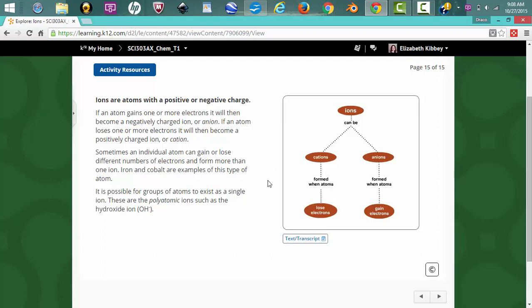It is possible for groups of atoms to exist as a single ion. These are polyatomic ions, such as the hydroxide ion, OH-. Looking at the table, ions can be cations formed when atoms lose electrons. Ions can be anions formed when atoms gain electrons.